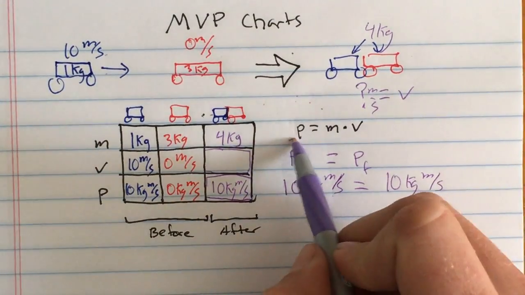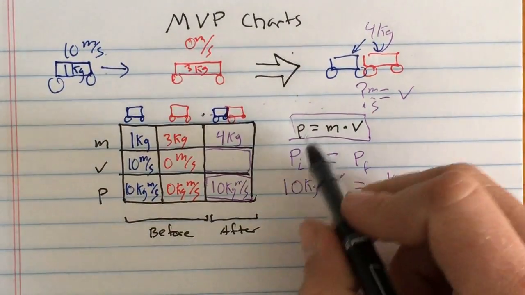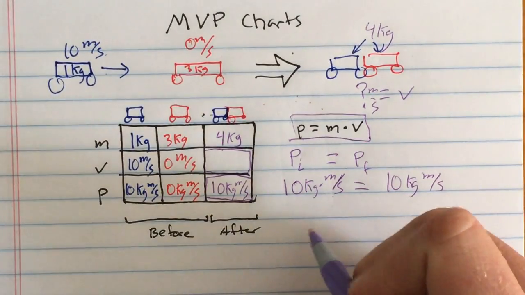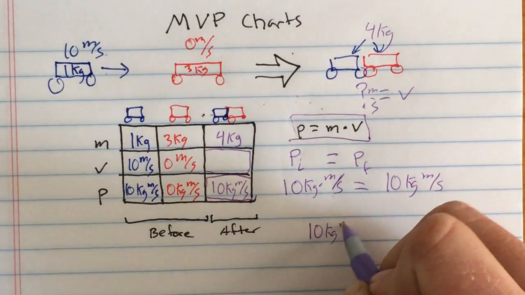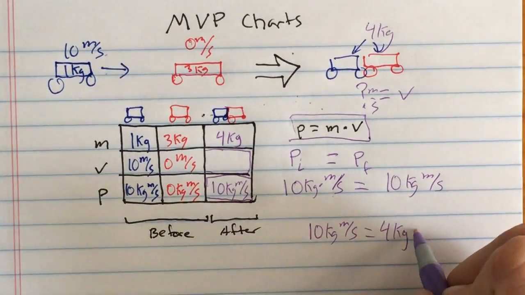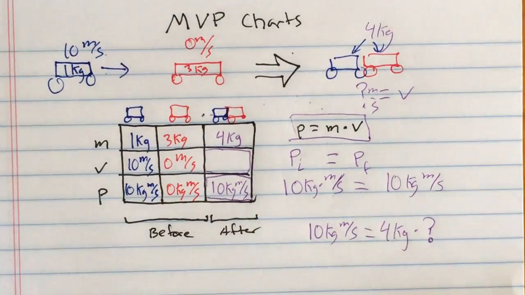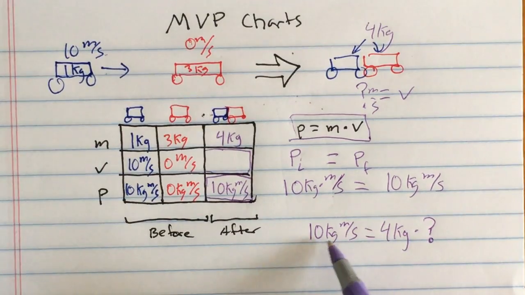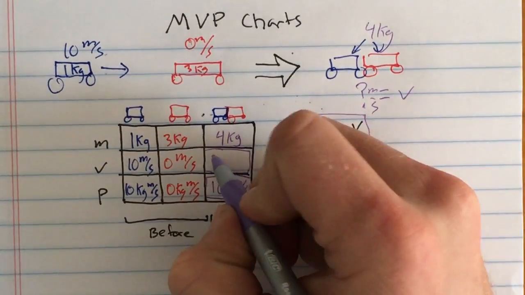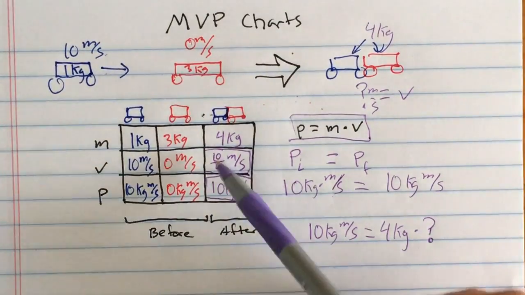Now, how do we figure out this box? Well, we can use the same formula here, where we have p equals mv. So our momentum, 10 kilogram meters per second, equals 4 kilograms times x, or we'll just make it a question mark, and we can divide and solve. You'll notice if we divide this, these kilograms will cancel out, and so we'll actually get a velocity of 10 meters per second, and that's fine.